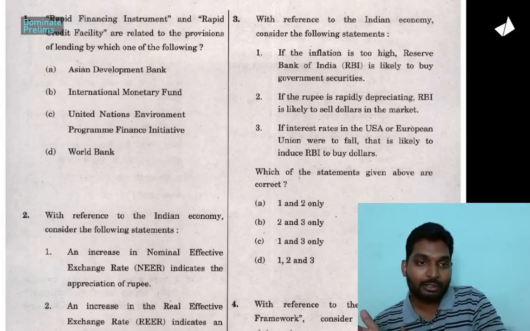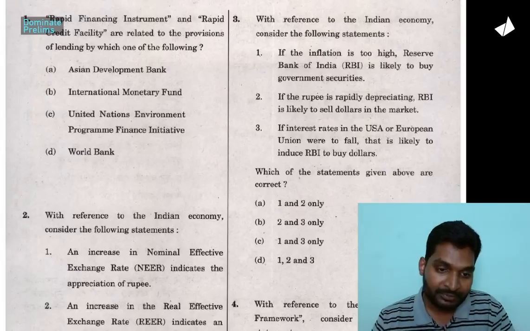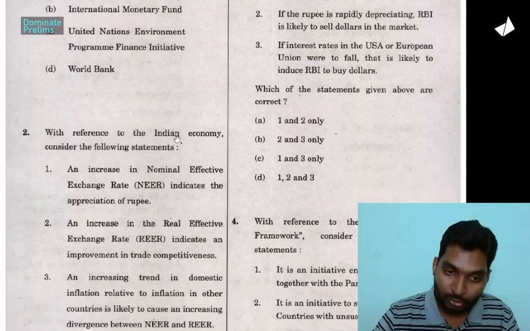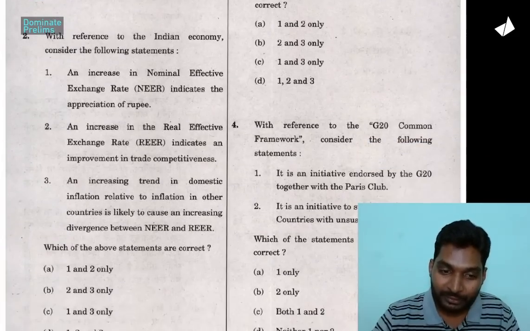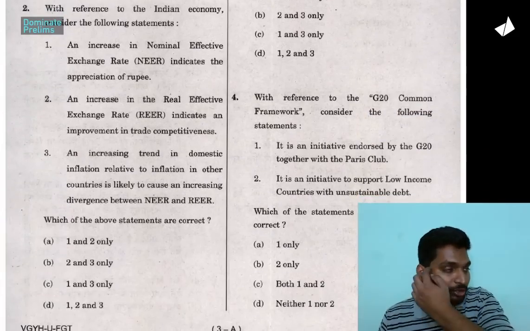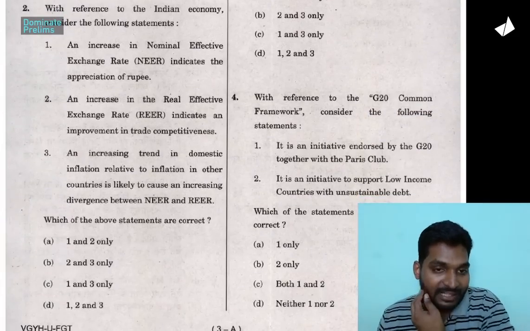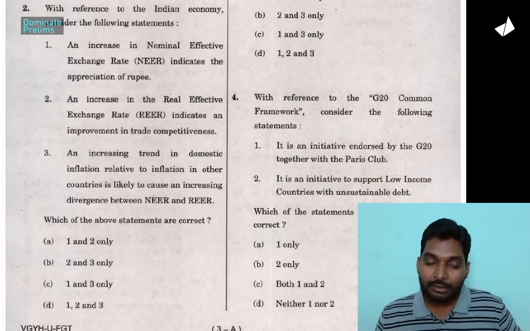So taking the example again of question number 1, we attempt this question. Then we had also skipped question number 2. We try to attempt this question. I'm not speaking too much about the logical tricks that we have learned as part of the Dominate Prelims program.